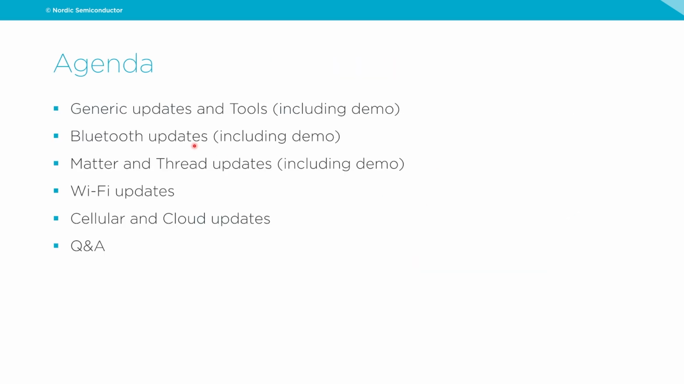The agenda for today, we'll start with some generic updates and tools, which will include a demo, just showing you how to get started with the nRF54L15DK. Then we'll have some updates on Bluetooth, also including a demo on Bluetooth LE subrating. Matter and Thread updates, again with a demo on Matter, one of the new features in Matter 1.4. Updates on Wi-Fi, and we'll wrap up with updates on Cellular and Cloud, and then we'll move on to the Q&A to close out the webinar.